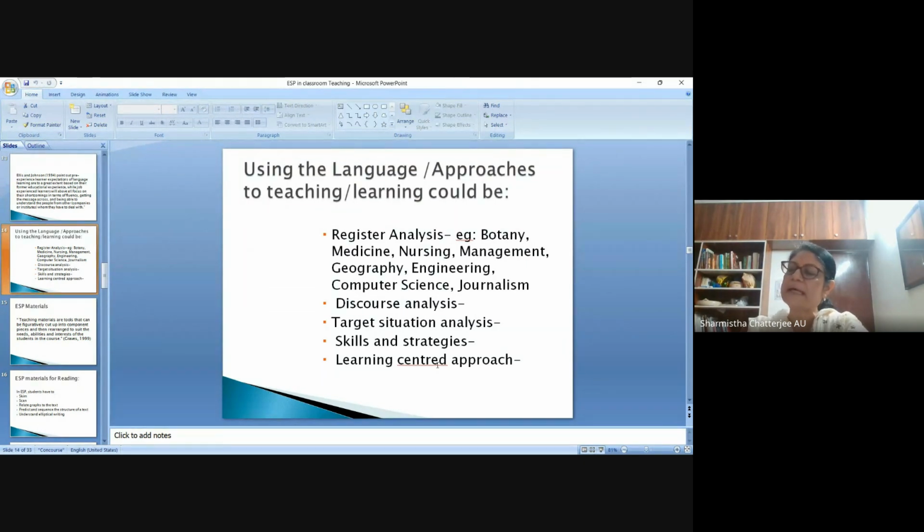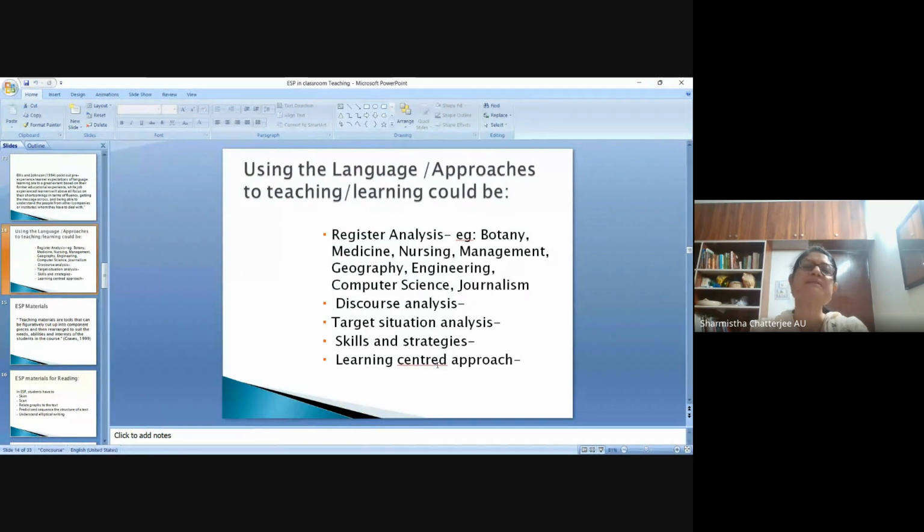Also, there are important people who work on this register analysis. Dudley-Evans and St. John basically measure the degree of formality also. So, registers in these particular languages also are very formal, okay?